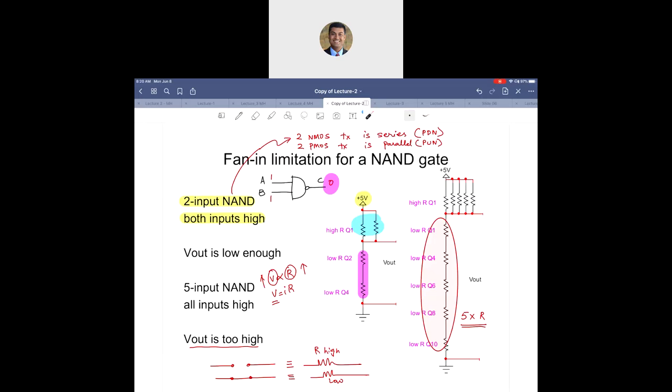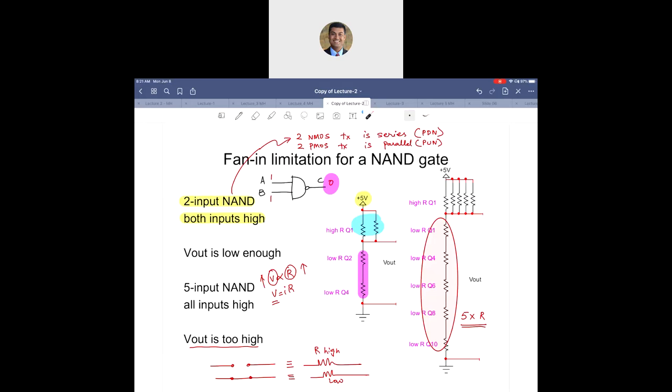When the inputs are low, you will be fine for the case of NAND, because all these will be high R values. You are going to be okay, but it will break in the case of the inputs being high, which means we will have to include that in the design process. So that sets up the limitation on fan-in, or the number of inputs I can have to a logic gate.